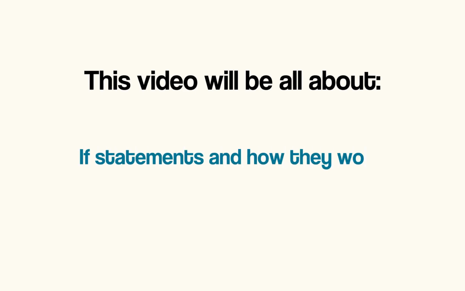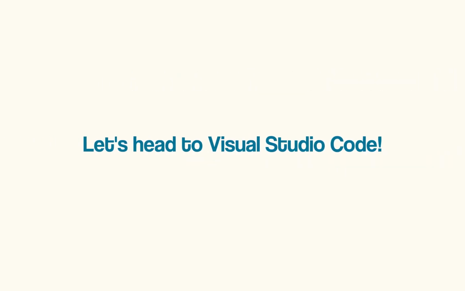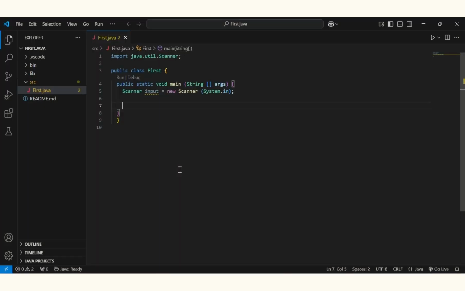This video will be all about if statements and how they work. If statements are used to check if a condition is true or not and then perform an action accordingly. The output of the condition is always boolean, as in it is true or false. We use relational operators, logical operators, and string methods, which we'll be discussing in a future video, in if statements.